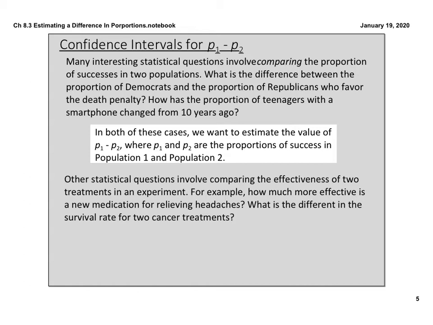Other statistical questions involve comparing the effectiveness of two treatments in an experiment. That is a big piece when we get into significance tests. We're going to talk about treatments a lot. For example, how much more effective is a new medication for relieving headaches? What is the difference in survival rate for two different cancer treatments? So we compare two things a lot. That's the basis here. We are often looking at how much more effective or better is one thing versus the other.